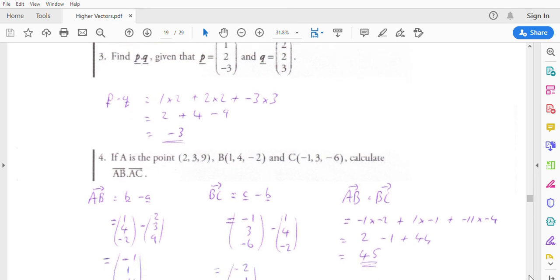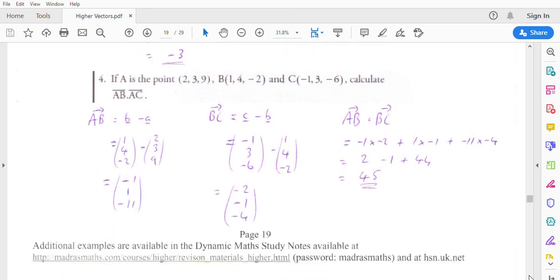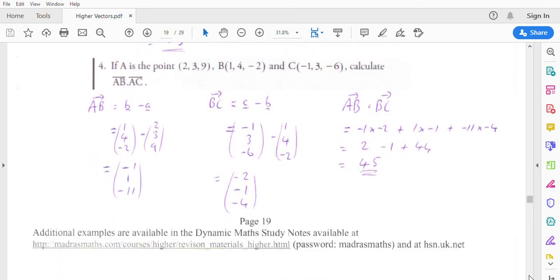And let's bring that back in example 4 with a little bit of practice at finding vectors ab and ac as well. So given the points a, b and c, calculate ab dot bc. Well, ab is b minus a, which turns out to be negative 1, 1 and negative 11. bc is c minus b, so again we're getting practice at finding vectors. So that's negative 2, negative 1, negative 4.